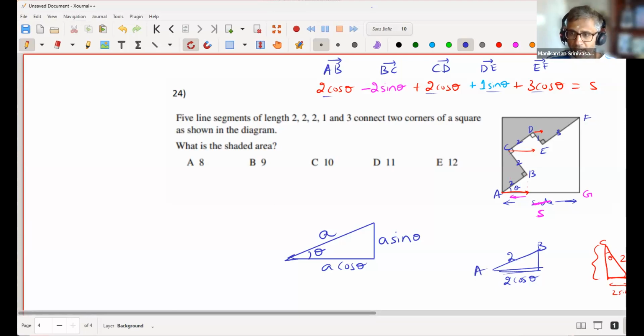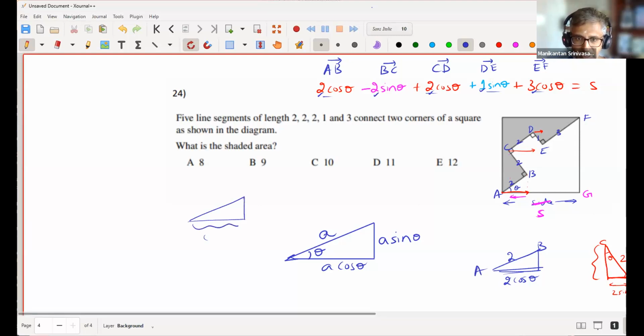Okay, and now each of them is either a cos theta version or a sin theta version of the length itself. So AB, BC, CD are all 2, 2, 2. DE is 1, and then EF is 3. So that explains the 2 part and the 1 part and the 3 part magnitude. Now, the only other thing to figure out is whether it's cos theta or sin theta. By just visual inspection, you can see if something is like this, then this is cos theta, and the vertical portion is sin theta. If something is vertical like this, then this portion becomes the sin theta component. This portion becomes the cos theta component because the theta is sitting up here now.